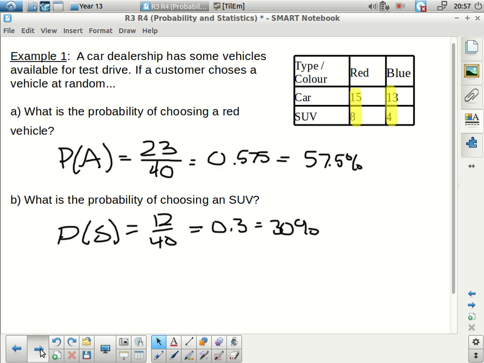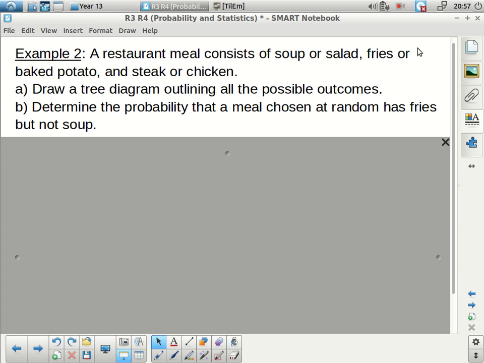So for example 2, we're going to do a tree diagram problem here. Please make sure the video is paused as needed to make sure everyone's getting things down. A restaurant meal consists of soup or salad, fries or baked potato, and steak or chicken. For part A, we're going to draw a tree diagram that outlines all the possible outcomes. And then for B, we'll determine the probability that a meal has fries but not soup.